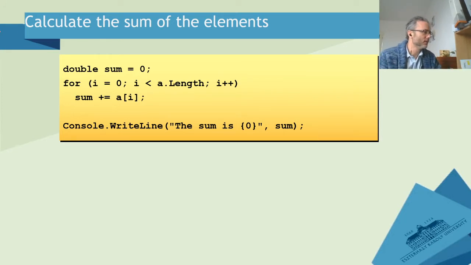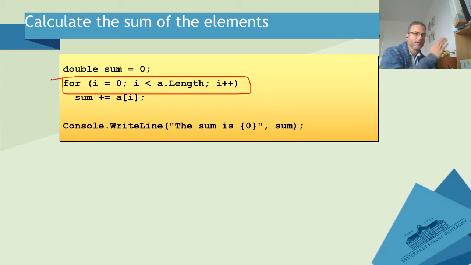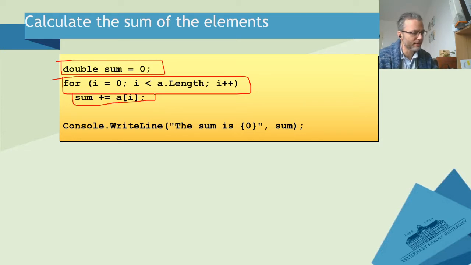Okay, so how to calculate the sum of the elements in an array? Of course, you need a for loop which takes all the elements, and of course you need a variable which you always increment by the current element of the array. This is important here. You have to initialize the variable to 0, right?